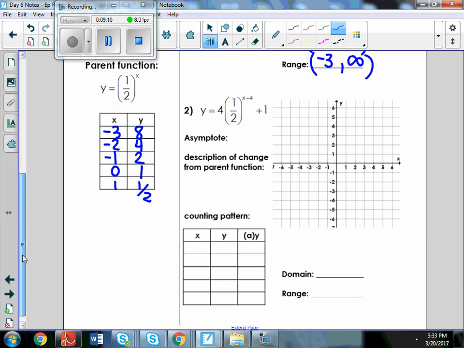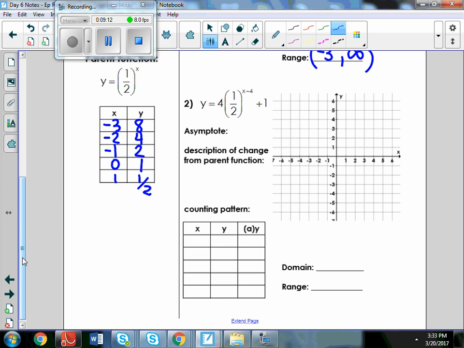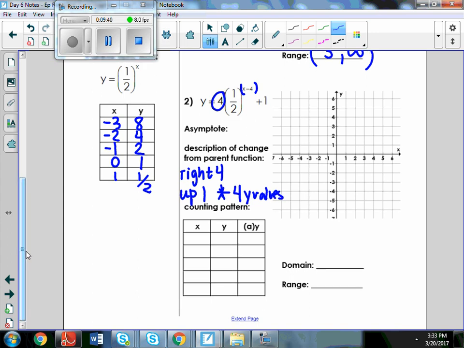So the next one is kind of the same thing. It's got left, right, up, down. It also has a dilation in the front. So what does the -4 do? It goes to the right 4. Good, because insiders lie. How about the +1? Up 1. Good. And how about the 4 in the front? Times 4. Sometimes they call it a dilation. It's taking the y values and multiplying them by 4. So she's giving you kind of a little place to do that.